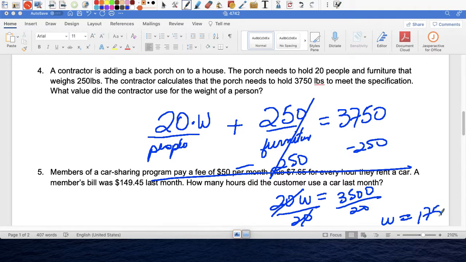Okay, which is just a little bit more than what I weigh. So the average weight that he used when calculating his estimate was 175 pounds per person.